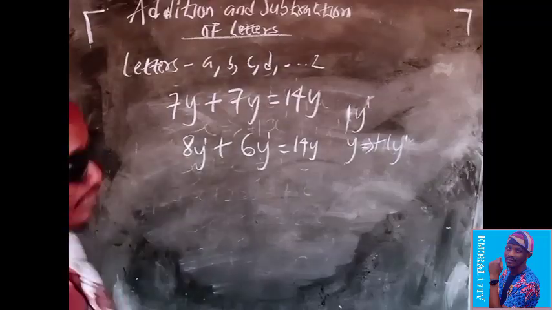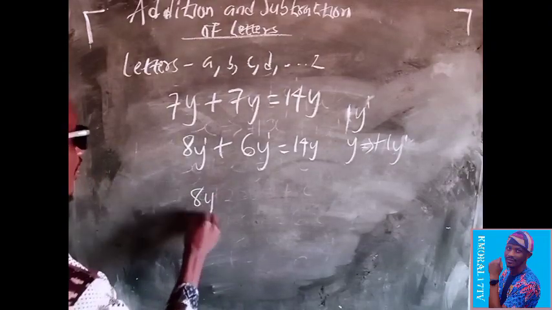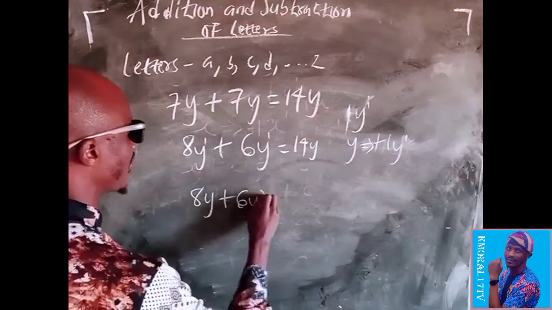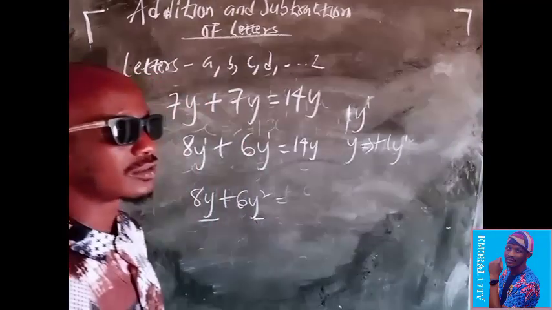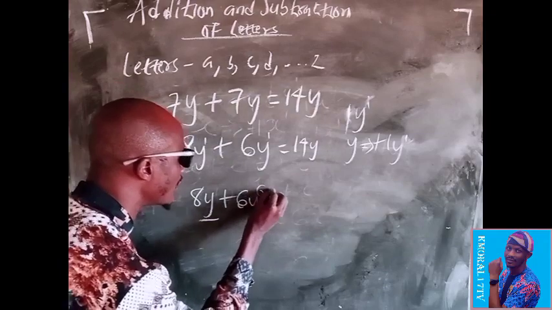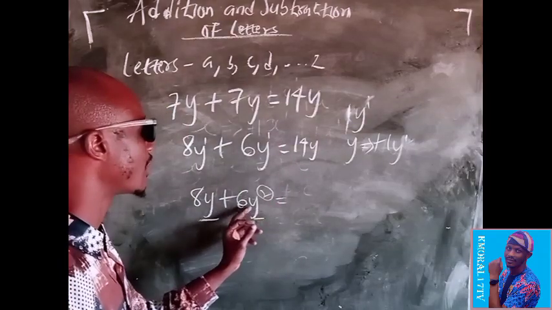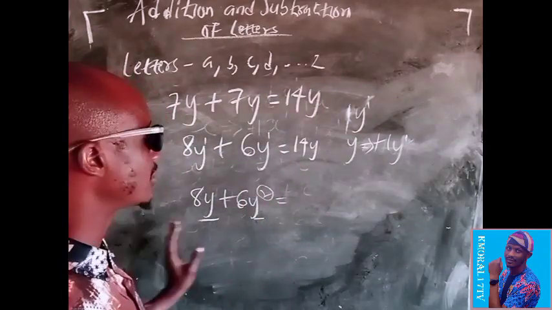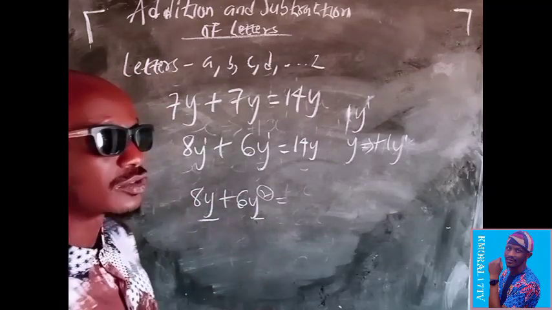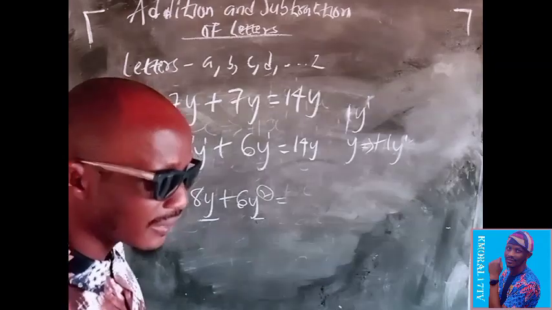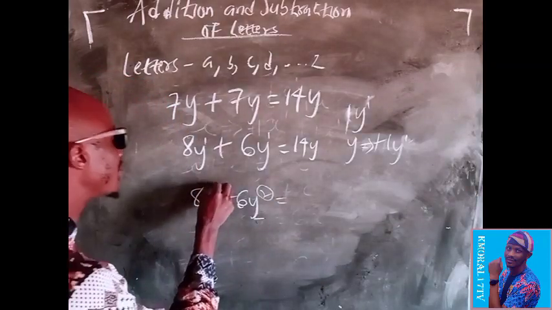By the time you have something of this nature, where you have 8y plus 6y squared, this one you cannot add together. Why can't you add it together? Because of the 2 that's on top of this place, which is called y to the power 2. It's not addable. By the time we get to this place, I will let you know. You can't add this thing. What you add together are letters that are carrying 1.